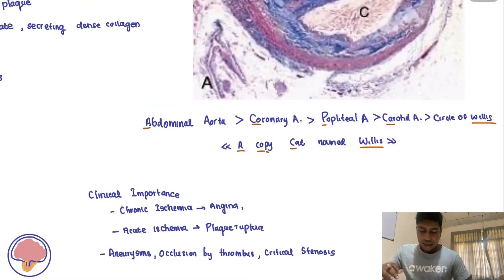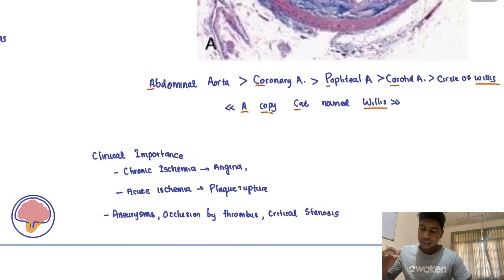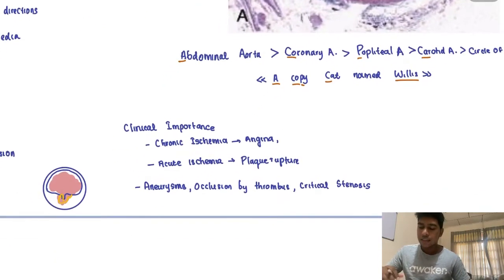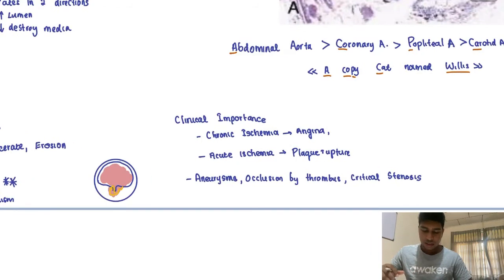You get it more commonly than the coronary arteries or the popliteal arteries, carotid arteries, and the least common area is the circle of Willis. A copycat named Willis.